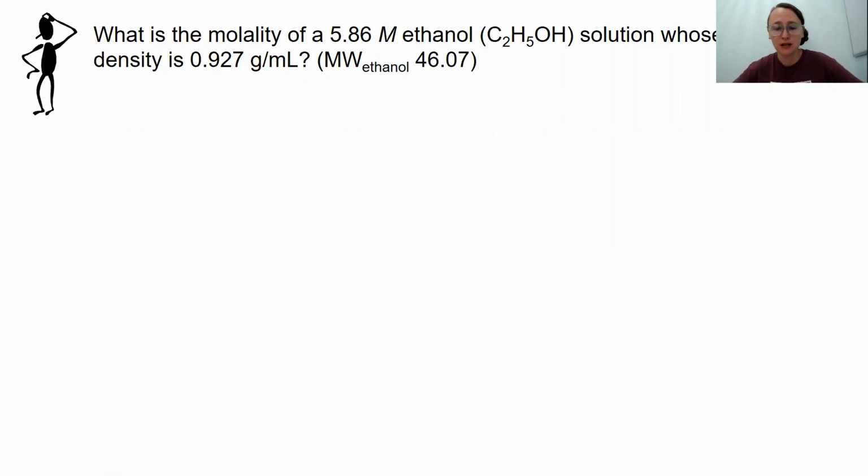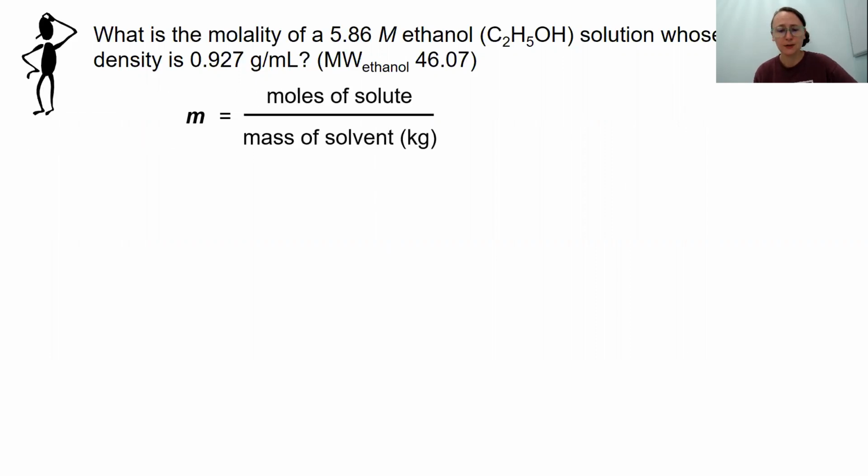So in this question, it's asking what is the molality of a 5.86 molar ethanol solution. When the solvent is not mentioned, remember that the universal solvent is water. These are aqueous solutions. So this 5.86 molar ethanol solution is made using water, and you are given a density. All right, so we need to know what a molality is. It's moles of solute over mass of solvent in kilograms. So those are the pieces that we're looking for.